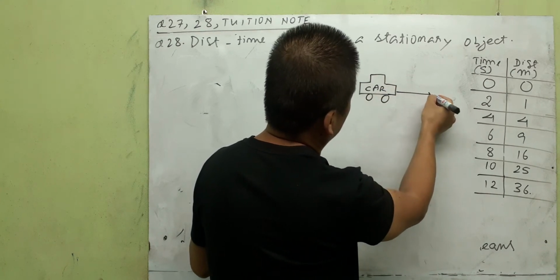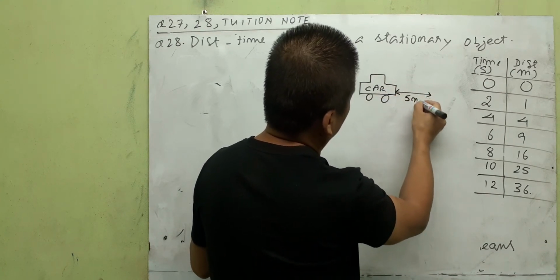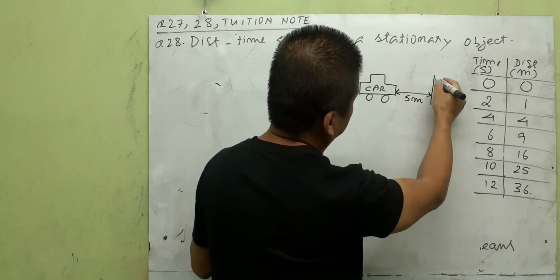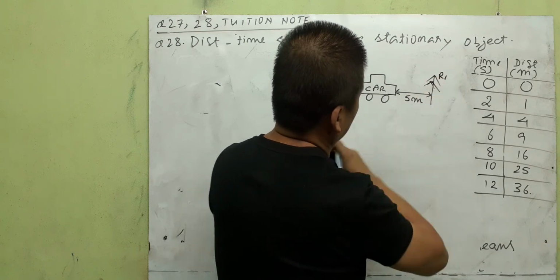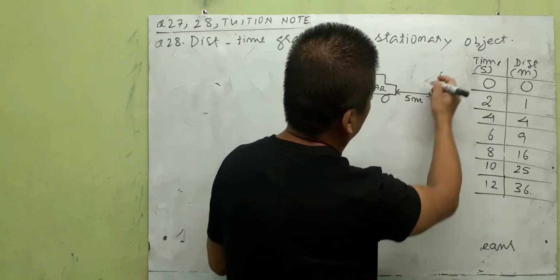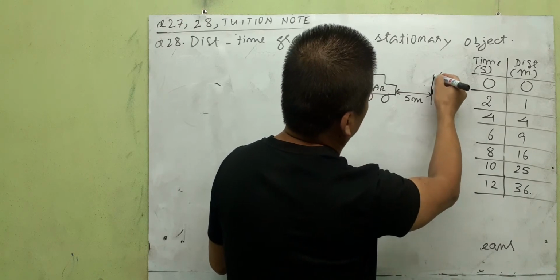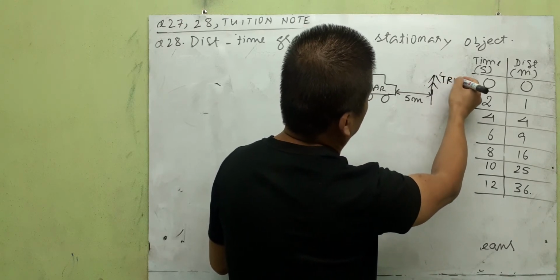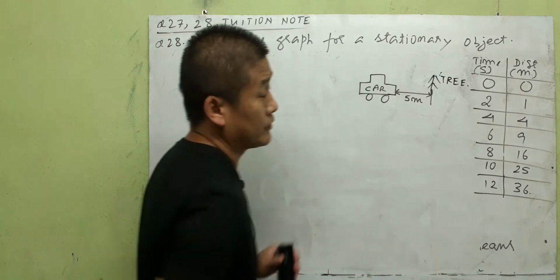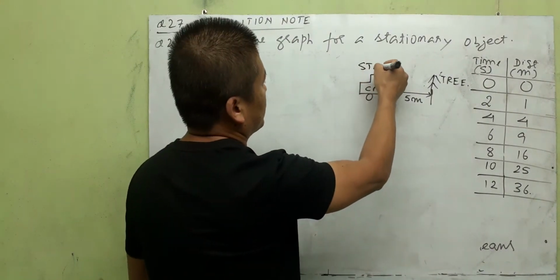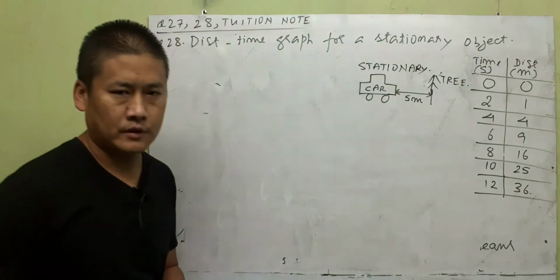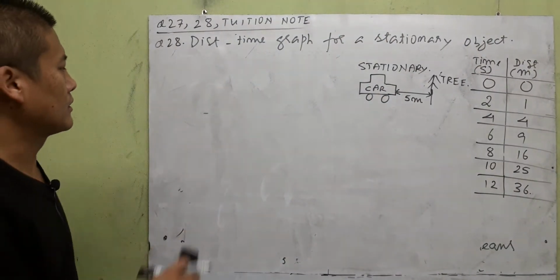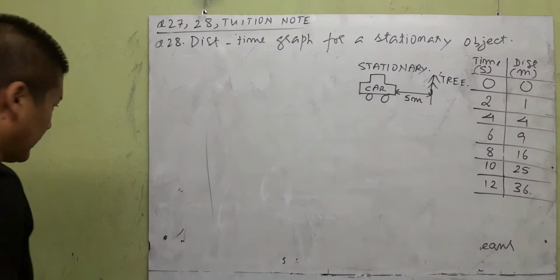That is at a distance of, let us say, 5 meters from a tree. Okay, so at a distance of 5 meters from a tree, not moving, stationary. So this is a stationary car, not moving for at least 10 seconds. What type of graph will you get if it is not moving?